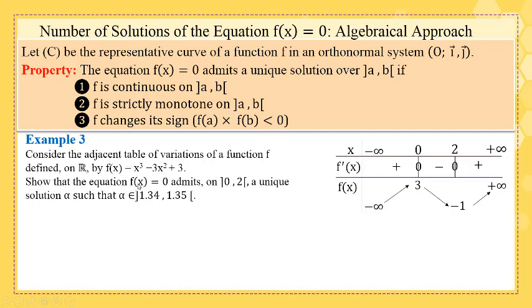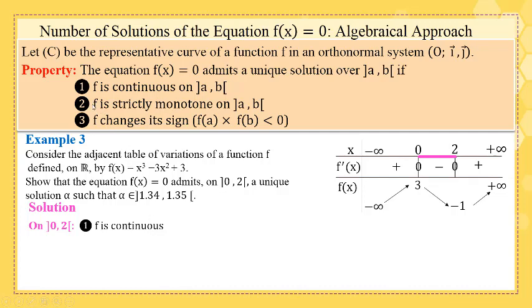Show that the equation f of x equals 0 admits on [0, 2] a unique solution alpha such that alpha belongs to this interval. Let us prove the 3 conditions. First condition: f is continuous on minus infinity, plus infinity. Do you know why? Good. f is a polynomial function. And so, on [0, 2], f is continuous.